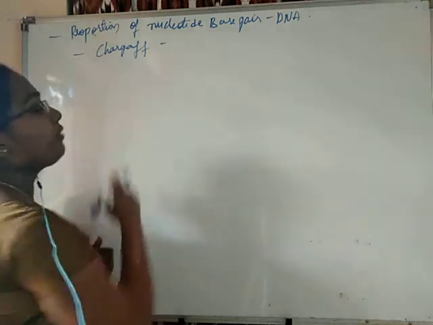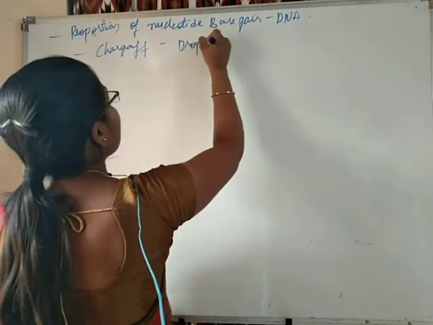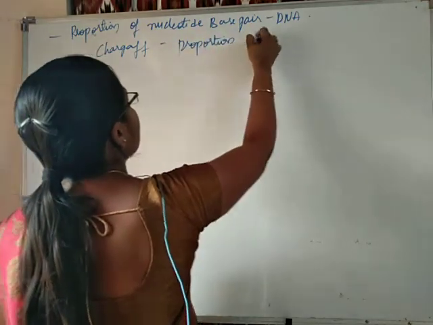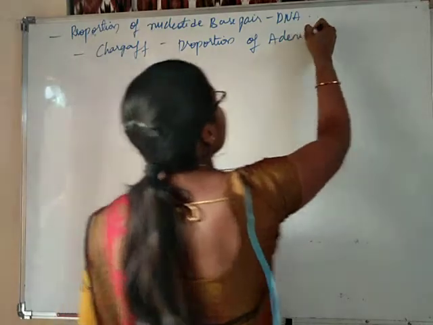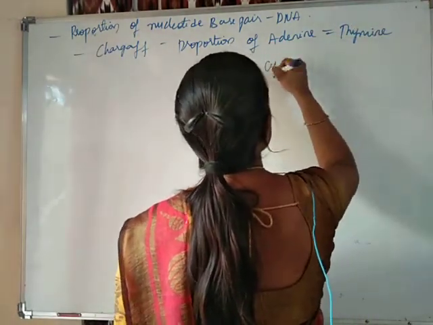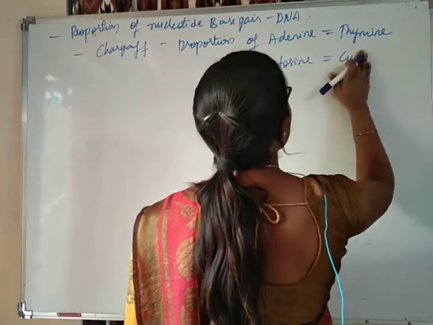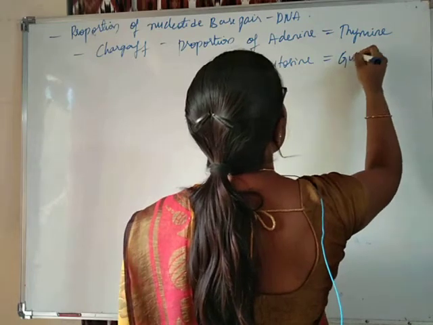Chargaff observed that the proportion of adenine is equal to thymine, and the proportion of cytosine is equal to guanine.